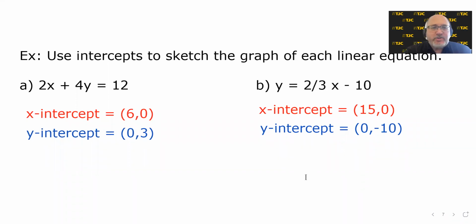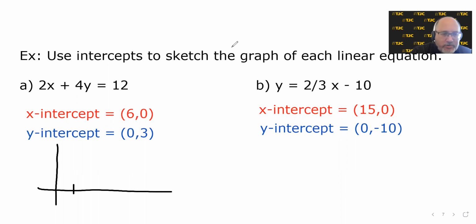For the equation 2x plus 4y equals 12, the x-intercept was (6, 0) and the y-intercept was (0, 3). Armed with this information, we can draw a pretty quick, if rough, sketch of this graph. We need to go over 6 on the x-axis, up 3 on the y-axis. So if I go over 6, 1, 2, 3, 4, 5, 6, put a point at (6, 0), go up 3, put a point at (0, 3). Then all I have to do is connect them with a line, and it will look something like this.